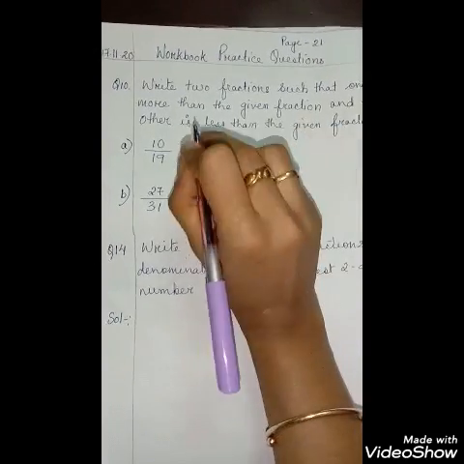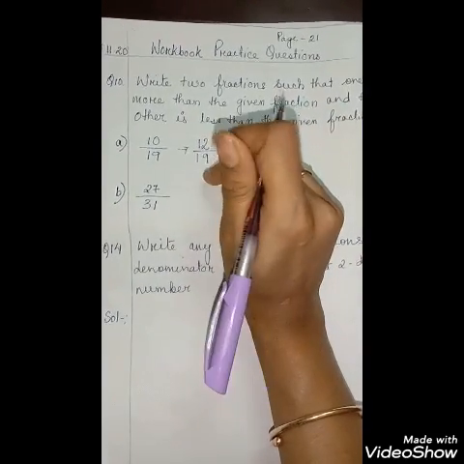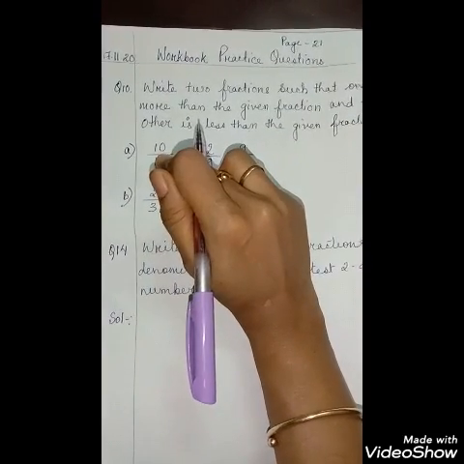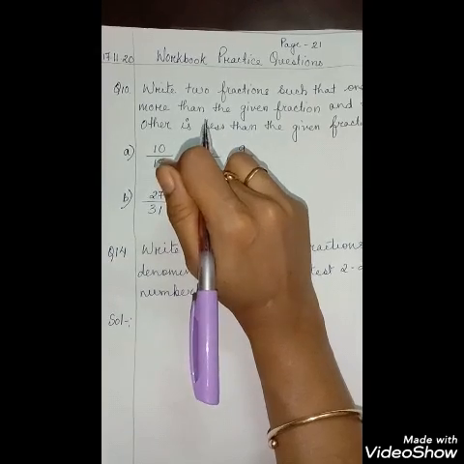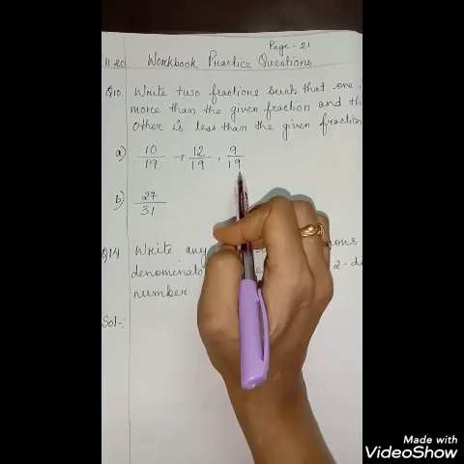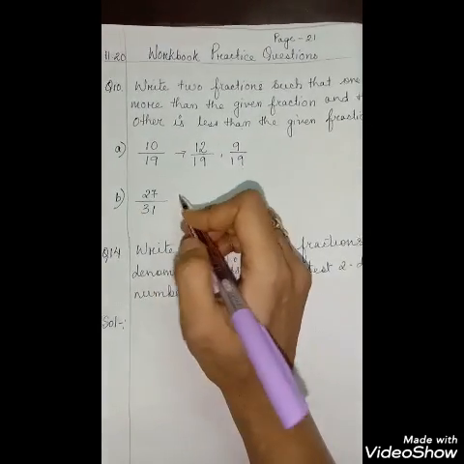Yes. So we have written two fractions. One is more than the given fraction. One is less than the given fraction. So what is the given fraction? 10 by 19. So more than 10 by 19 is 12 by 19 and less than 10 by 19 is 9 by 19. Done? Next, come to number B.